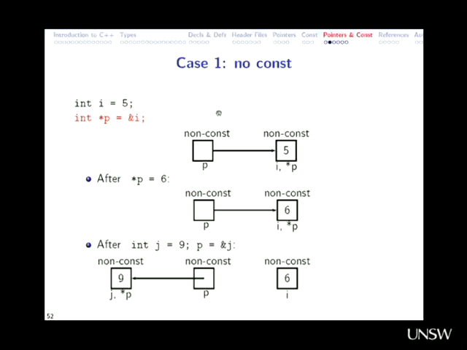Case 1, no const. We have int i equals 5. We have p, which is pointing to the address of i. Okay? So the pointer points to this 5 over here. We then say *p is equal to 6. So we modify the value that's being pointed to. That changes to 6. Then we declare int j to be 9. And we change the address of the pointer to now point to j. Okay? And that works. So 6 remains over here, j comes in here, and it points to it fine.